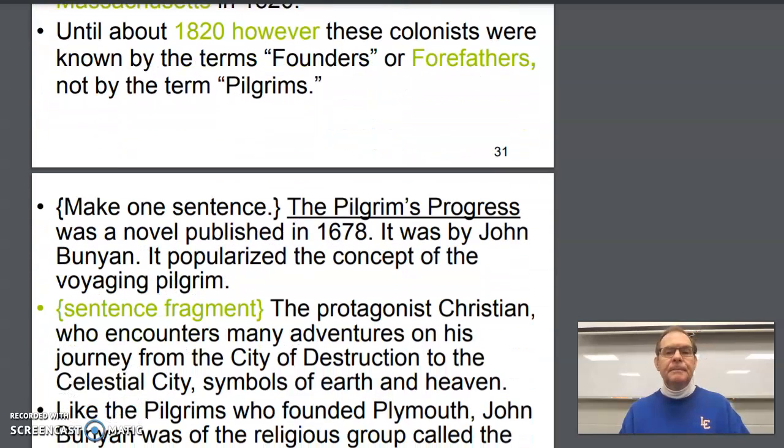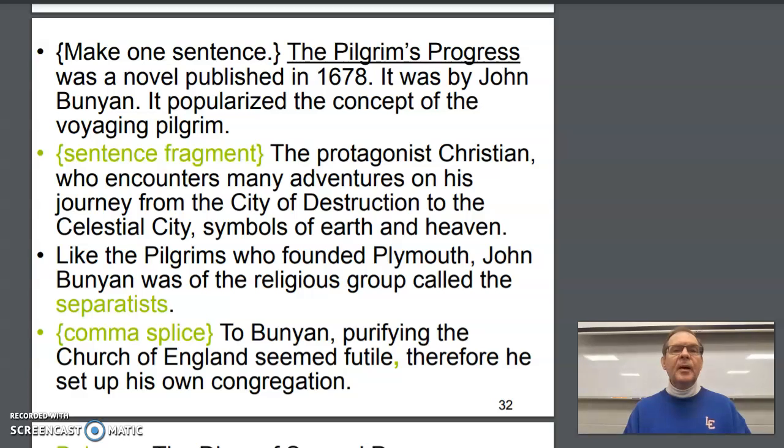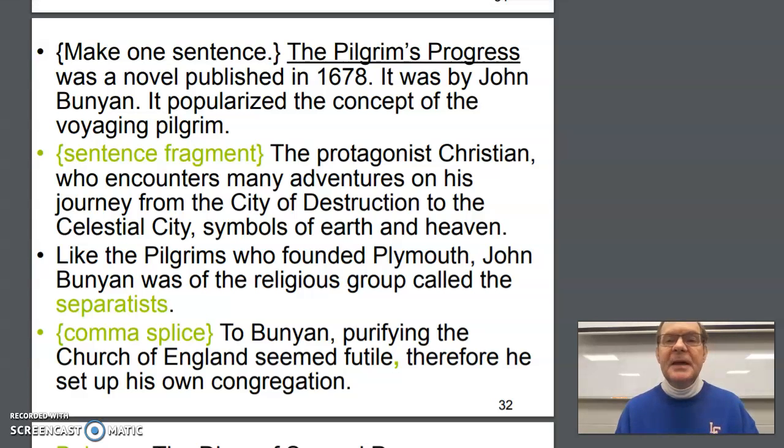Number 32. The Pilgrim's Progress was a novel published in 1678. It was by John Bunyan. It popularized the concept of the voyaging pilgrim. Well, let's see what we can subordinate here. John Bunyan's 1678 novel, The Pilgrim's Progress, popularized the concept of the voyaging pilgrim. So that simplifies. You may come up with one even better.